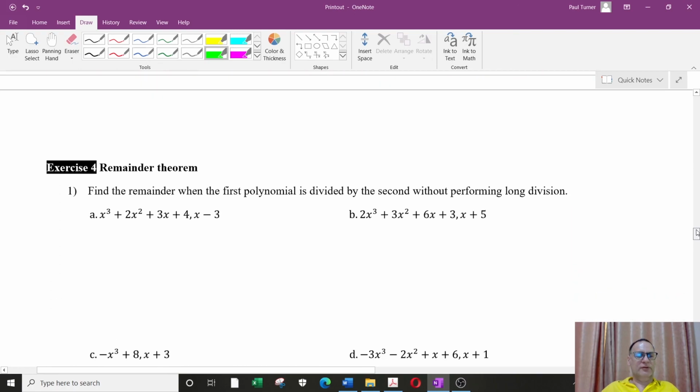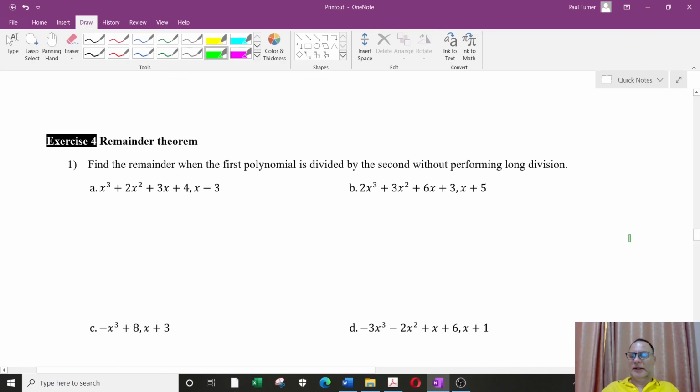Okay, so these are your exercises here. I think there's enough in the examples for you to be able to do these.